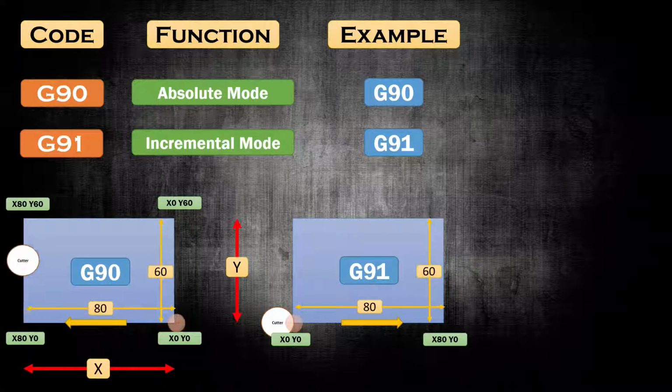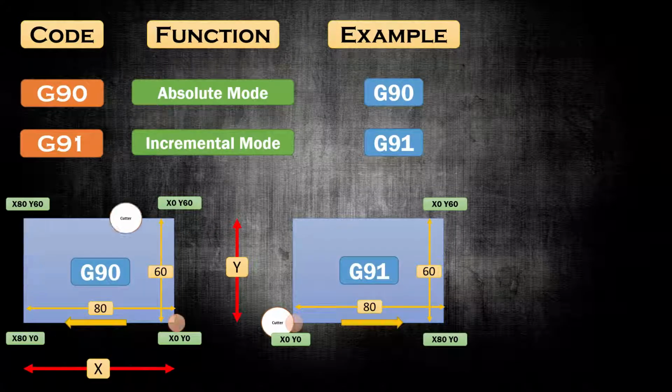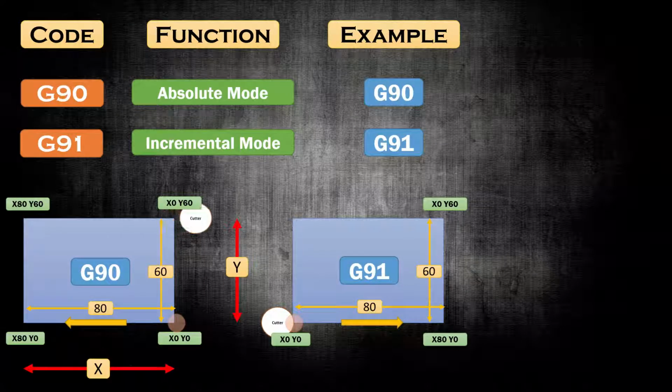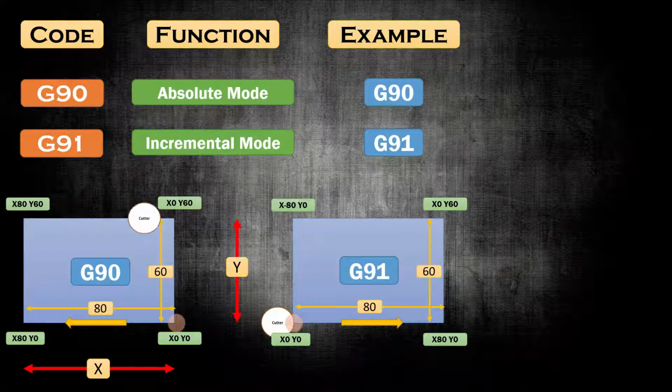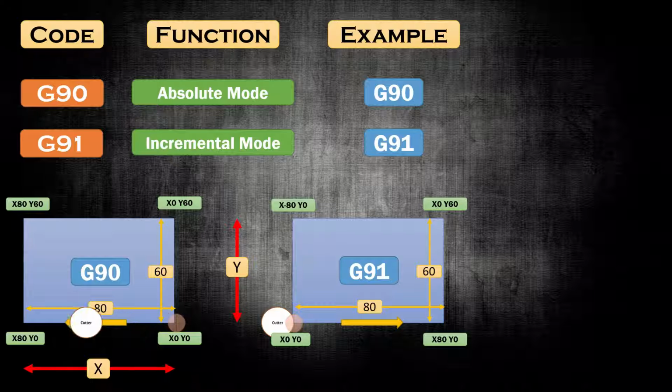Here we cannot keep x as 80, because if we keep 80, it will again move 80 mm towards the right-hand side. So here we have to make it x0, and for y we have to give 60. Then when we have to move to the left-hand corner, which coordinate do we have to give? We have to give x -80 and y0. We cannot keep y as 60, we have to give y0.